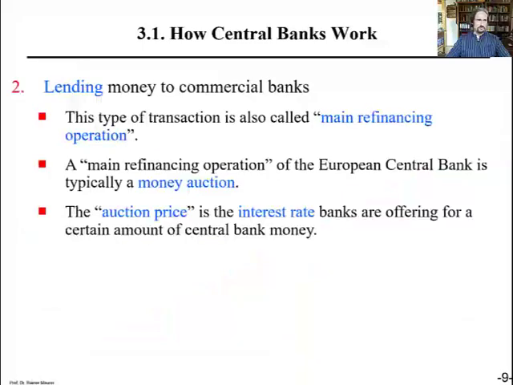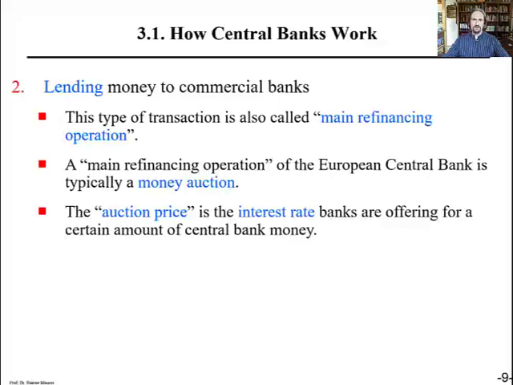Let's now come to the second possibility, how central banks inject money. Lending money to commercial banks. This type of transaction is also called main refinancing operation. A main refinancing operation of the European Central Bank is typically a money auction. The auction price is the interest rate banks are offering for a certain amount of money from the central bank. The special type of money auction the European Central Bank prefers is called American interest tender.